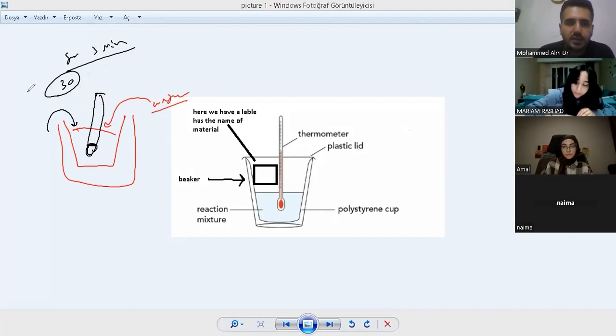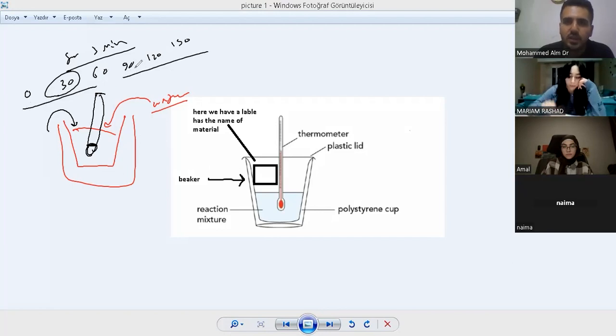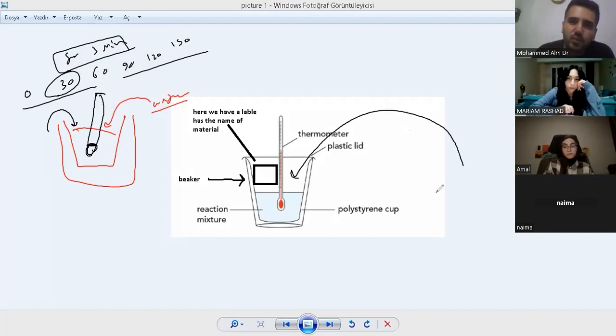So it will be like this: second 0, 30 seconds, 60 seconds, 90 seconds, 120 seconds, 150 seconds. Okay, so this is 6 times we measure the time for 3 minutes. So my question is, why should we measure the temperature 6 times before we add the substance that we want to measure its delta H of solution? Why should we measure the temperature 6 times?